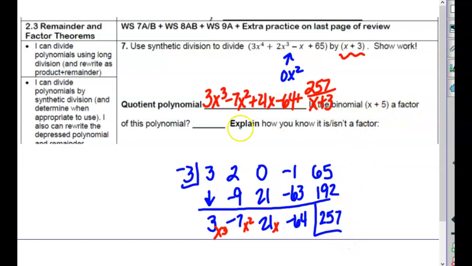Is this x plus 5 a factor of the polynomial? Oh, maybe we were supposed to do 5. It says 3 here and 5 here. All right, well, I'm going to change this to x plus 3. I don't know what we're supposed to do. We can go back if we have time at the end and look at negative 5. But if this said x plus 3, I'm pretty sure they're supposed to be the same. Is this a factor? No, because there's a remainder, right? Explain how you know it isn't a factor because there's a remainder.